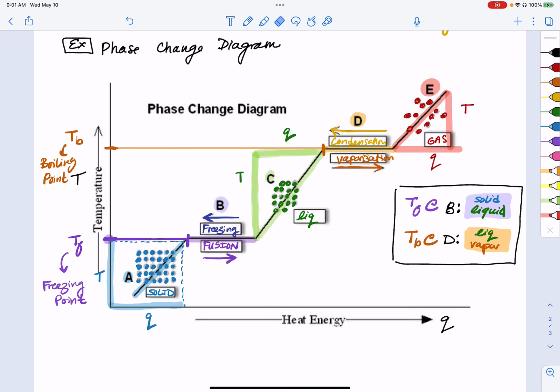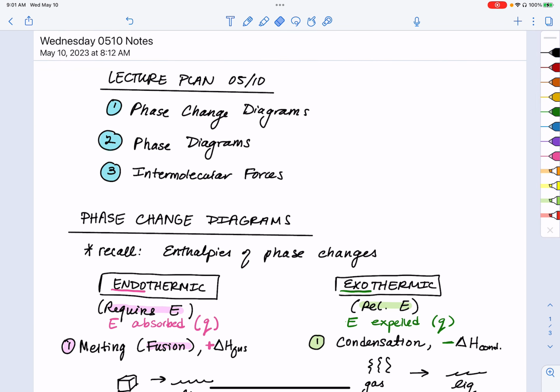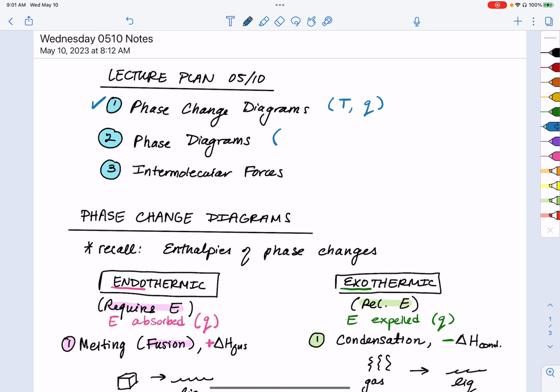All right. Now that we've talked about phase change diagrams, let's look into phase diagrams, which are a little bit different. Phase change diagrams relate temperature and heat and show us things like our boiling point, our melting point, our freezing point. Phase diagrams don't relate temperature and heat, but rather look at a different series of physical or lab conditions like pressure and temperature that will result in a substance existing at one phase or another. So let's get into phase diagrams in part 2 of this video coming up next.